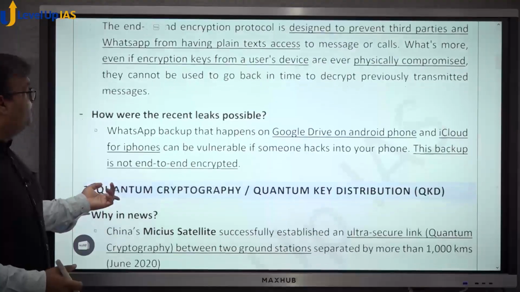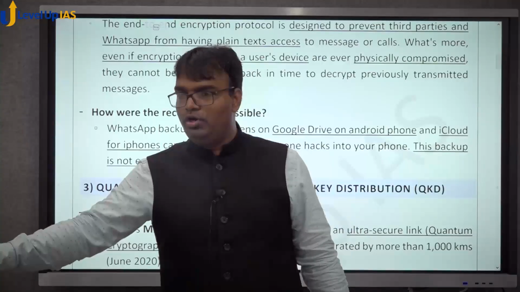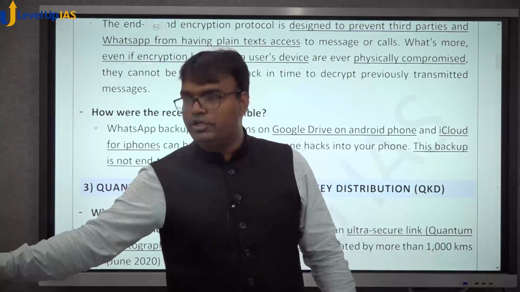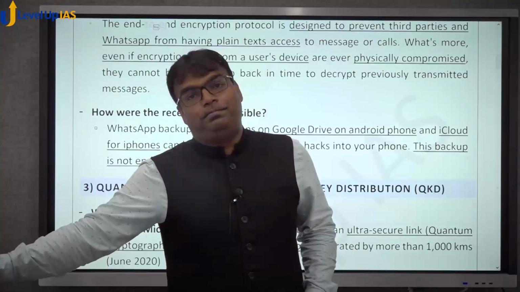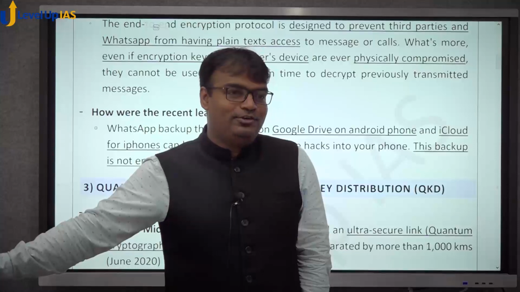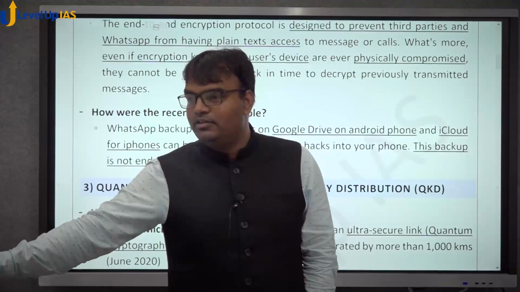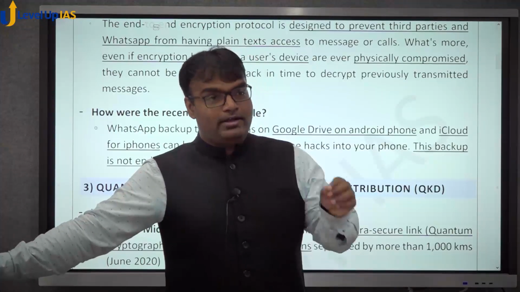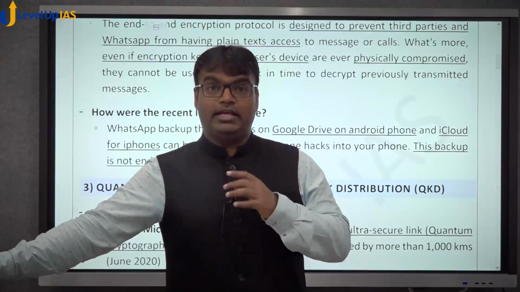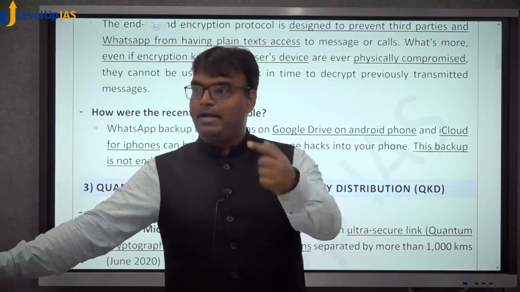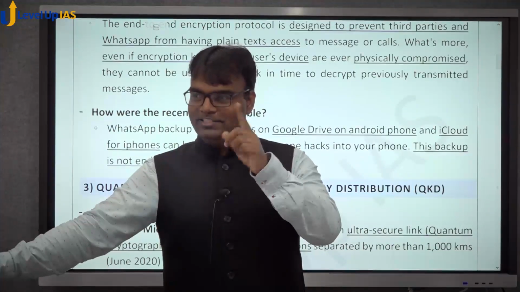Now, why were the recent leaks possible? When end-to-end encryption is happening, why could the communications of Sushant Singh and other people be leaked? Because you take a backup on Google Drive or iCloud. You take backups there. For example, if you use WhatsApp, like in my case, every day at 2 a.m. in the morning, backup takes place. Whenever I switch on my WhatsApp at exactly 2 a.m., it would show that backup is taking place.